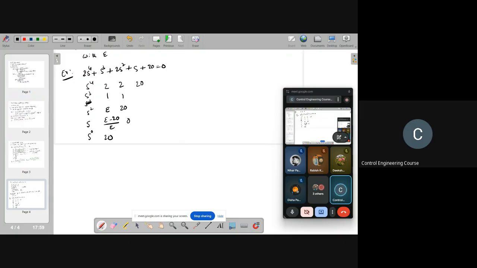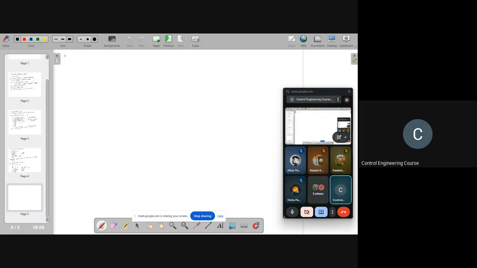Okay. So then how do you find the stability? Let us assume the limit epsilon tends to 0, let's say 0 plus. What is the value of this one? If epsilon tends to 0, then epsilon minus 20 by epsilon will be negative, minus 20. Right? That means there is a sign change from here to here and from here to here. So the system is unstable. Okay. So the next case is another special case.